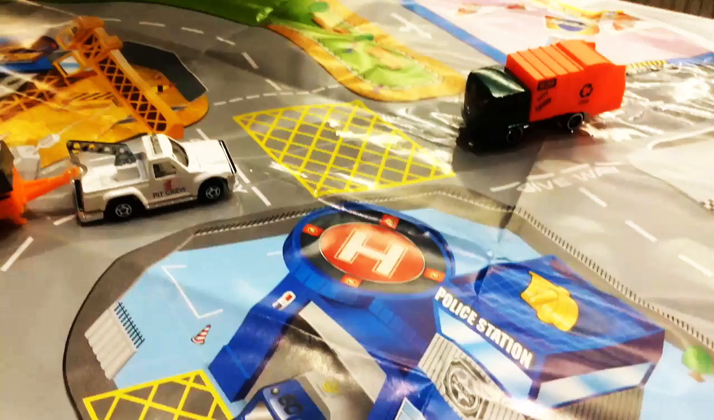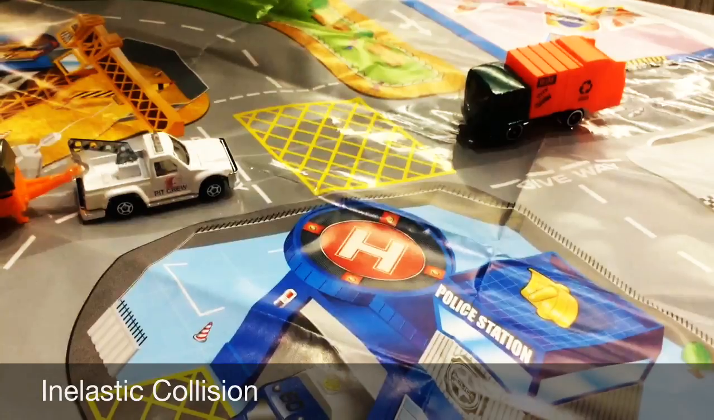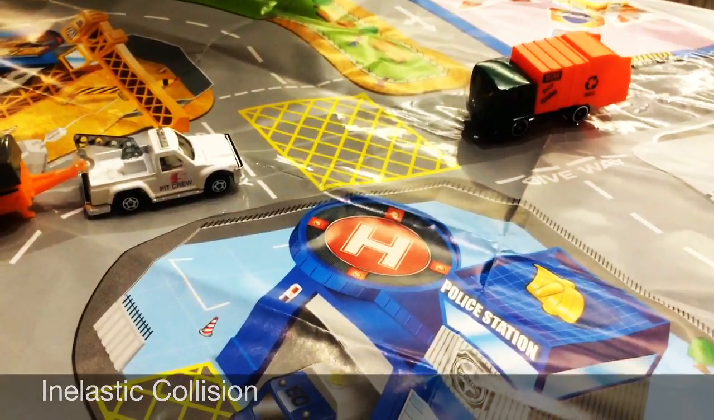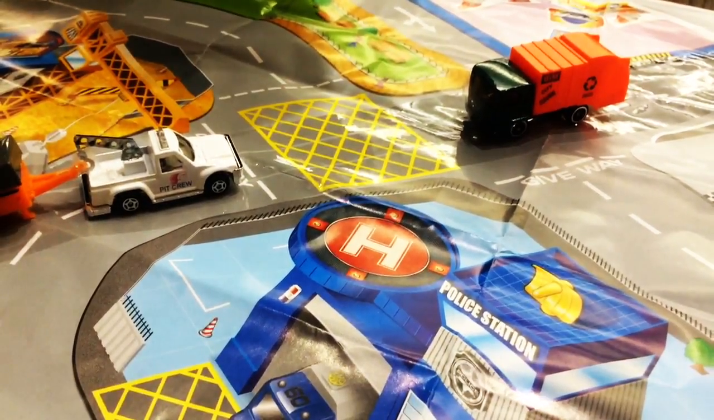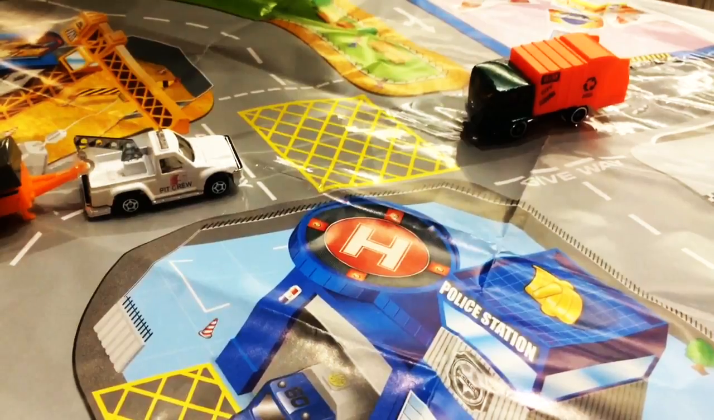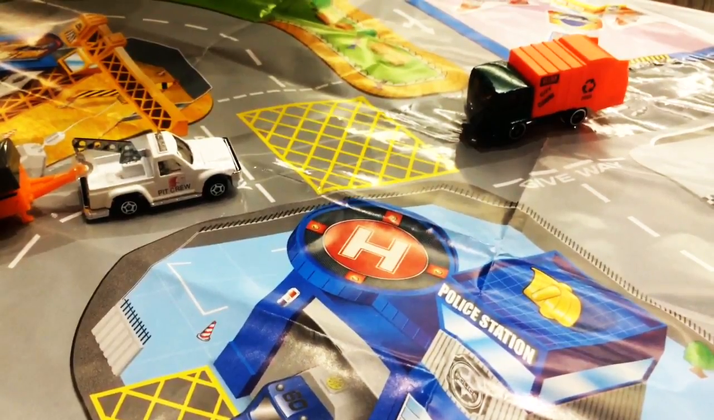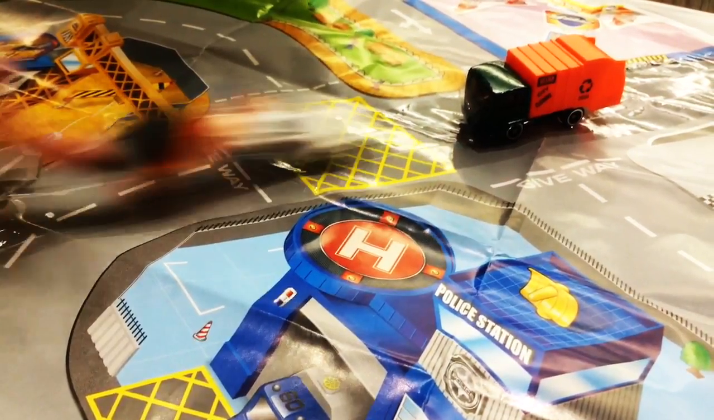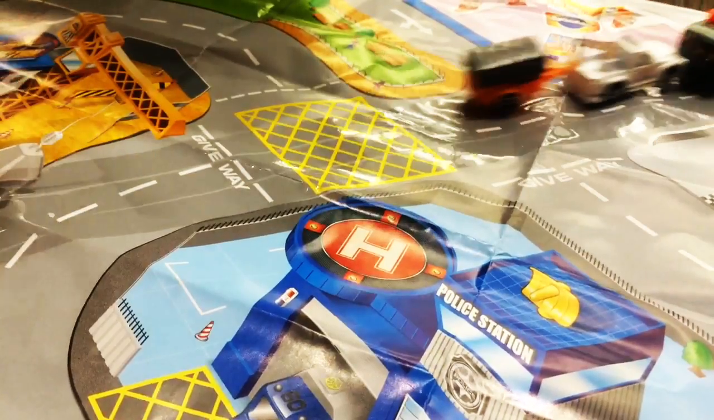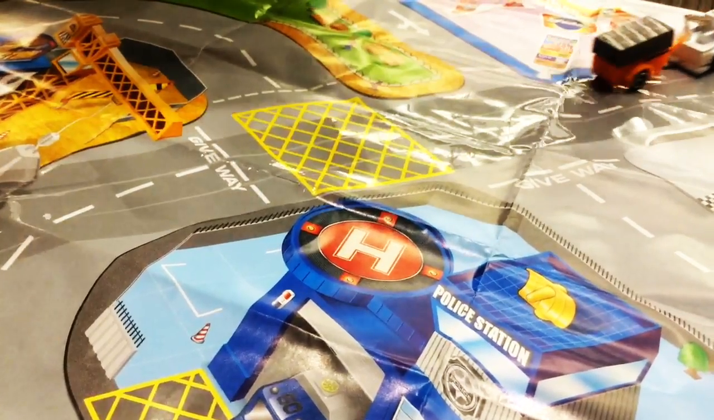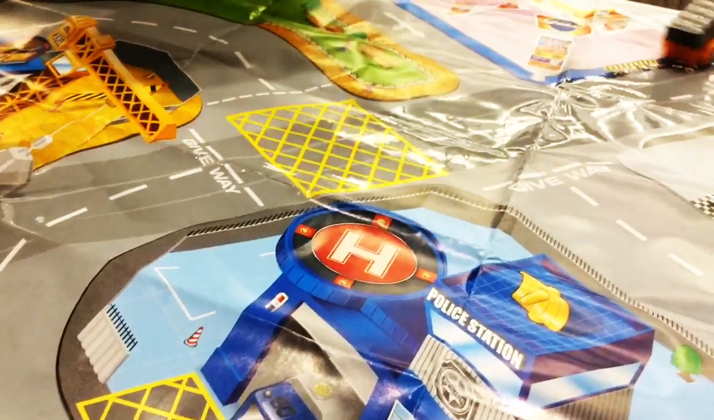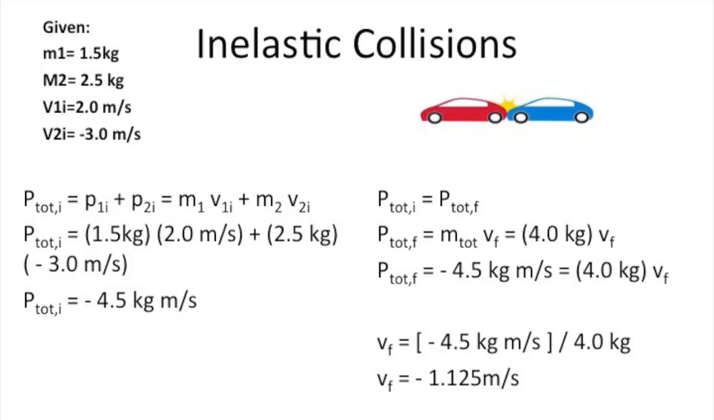Suppose two cars with mass 1 equal to 1.5 kilograms and mass 2 equal to 2.5 kilograms approach each other with initial velocities of 2 meters per second and 3 meters per second in the opposite direction, respectively. The two cars collide in a totally inelastic collision. What is their common final velocity after the collision?